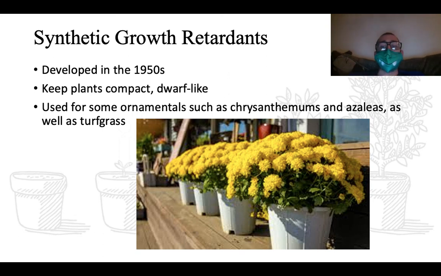And then lastly, I talked about auxins and gibberellins that promote growth. We also have compounds that retard growth. Now, these were developed in the 1950s primarily, and there's a number of different ones, and they keep plants dwarf-like. And we apply them to some ornamentals, such as mums, to keep them small, or azaleas. They're also used on turf grass.